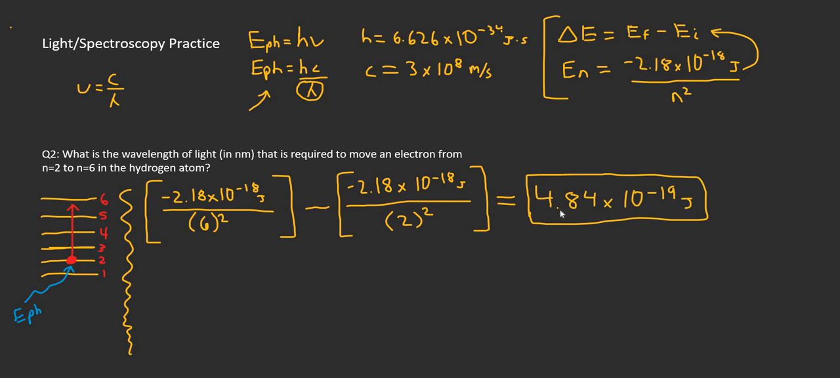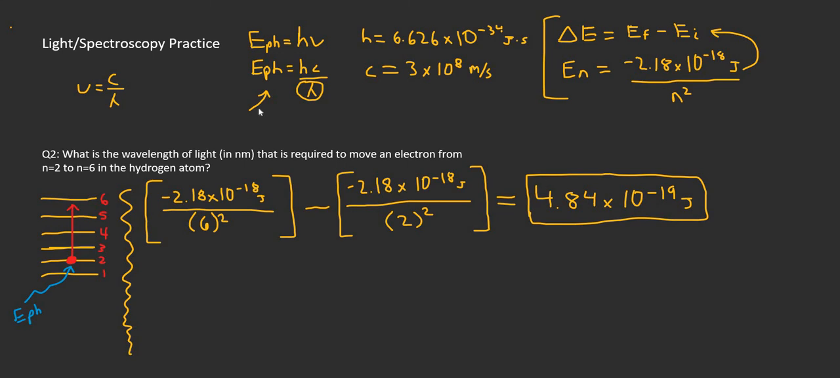Okay, so you should have gotten something right around 4.84 times 10 to the negative 19th joules. If you didn't get this, go back and look at your math. Make sure you used parentheses, and make sure you took into account this negative sign here, this minus sign. This should be your answer for the energy of the photon that moved that electron. So that's the energy, but we wanted to find the wavelength.